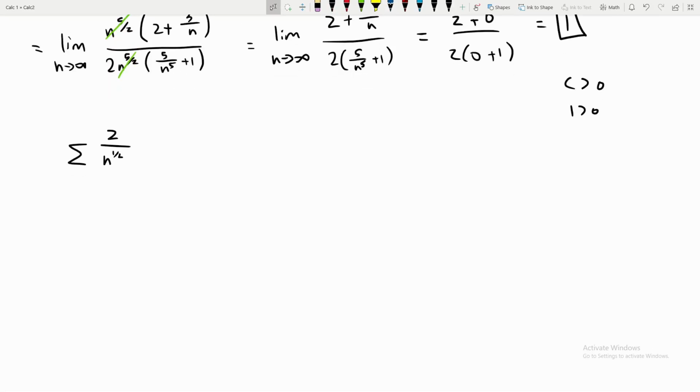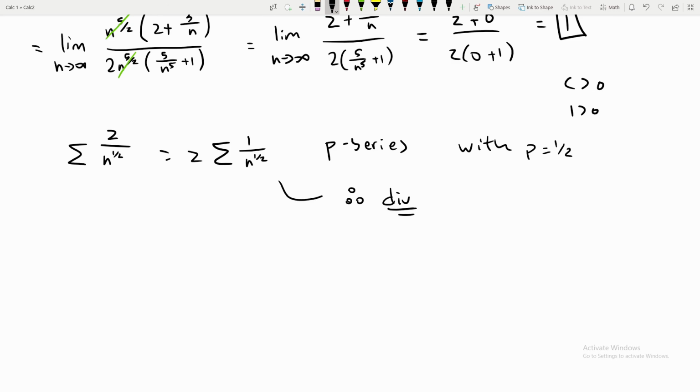Well, what do we know about this series? This series is the equivalent of this, and this right here is a p-series with p equaling 1/2, meaning p is not greater than 1. Therefore, this series is divergent. And because this series is divergent, and we know that through the limit comparison test both series are of the same type, then we can conclude that the original series that we had is also going to be divergent because of the limit comparison test.